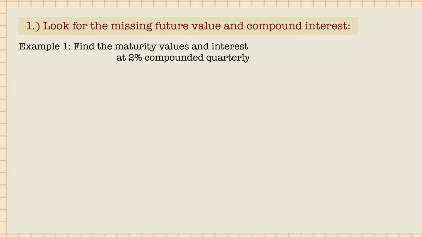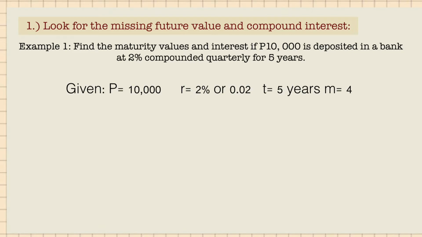First example. Find the maturity values and interest if 10,000 pesos is deposited in a bank at 2% compounded quarterly for 5 years. So we have 10,000 pesos, annual interest rate is 2% or 0.02, time in years is 5, and conversion period is quarterly.